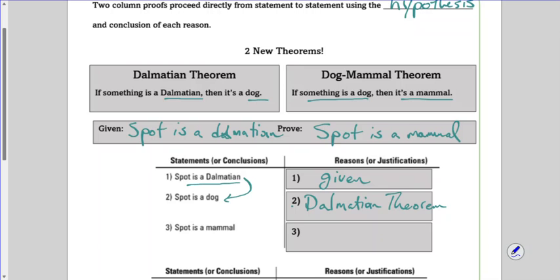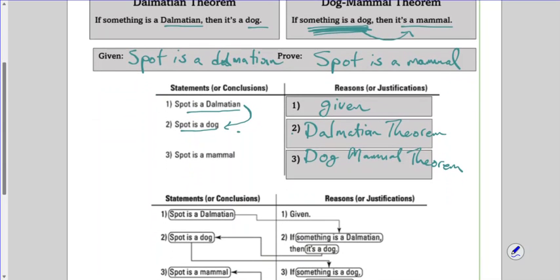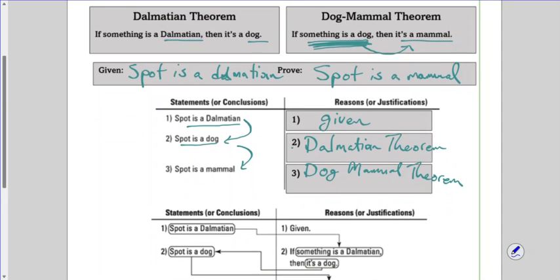Doing the exact same kind of thing with the next part. Spot's a dog. That's the hypothesis of that statement. Then I know I can also conclude that he's a mammal. So by the dog-mammal theorem, I know that Spot has to be a mammal. He's a Dalmatian, he's a dog. If he's a dog, he's a mammal.